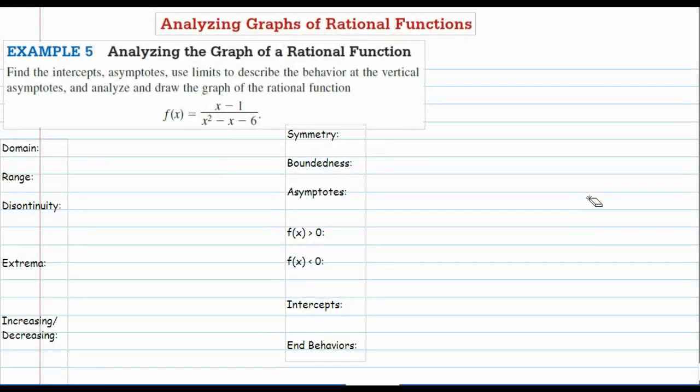This is the screencast for section 2.6, example 5. We're going to analyze graphs of rational functions. Now you've done this about a million times so far, but maybe in this round of analyzing rational functions, you'll make a few connections that you didn't before.